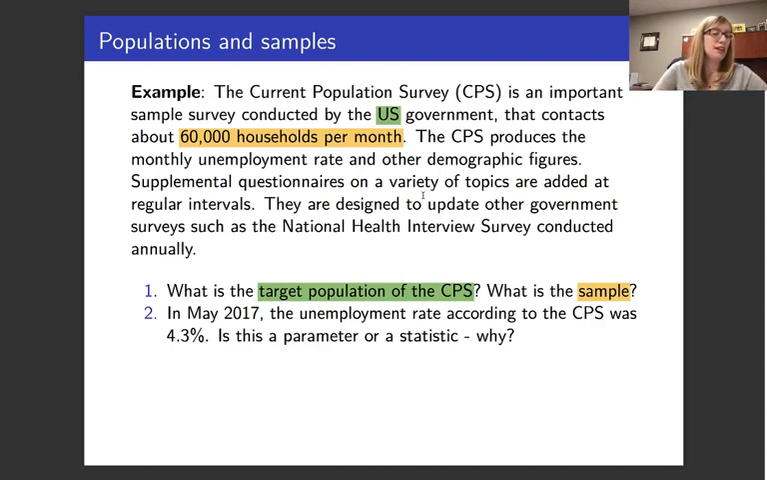So in May 2017, the unemployment rate according to the CPS was 4.3%. This is not a parameter. This is a statistic. The reason this 4.3% is a statistic is because it's calculated from our sample. We hope that it's a good estimate of the population unemployment rate, but really the best information that we had came from a sample. And that's what makes the unemployment rate actually a statistic, not a parameter.